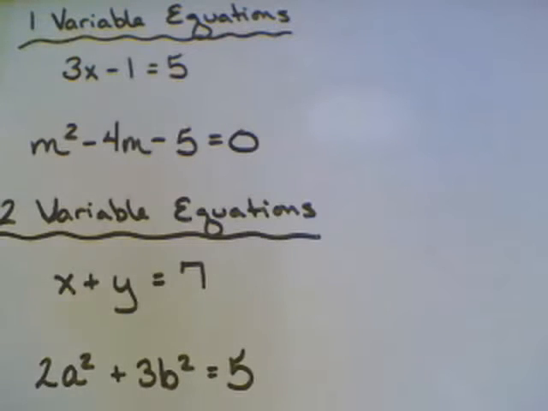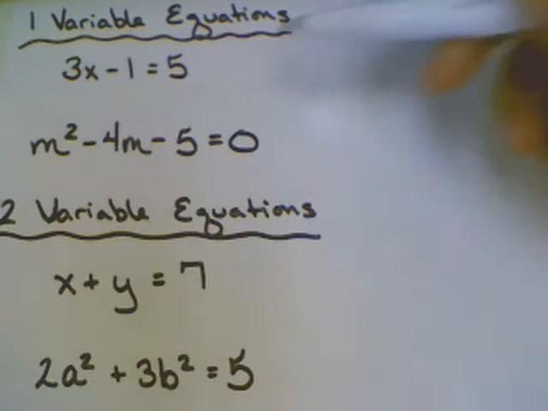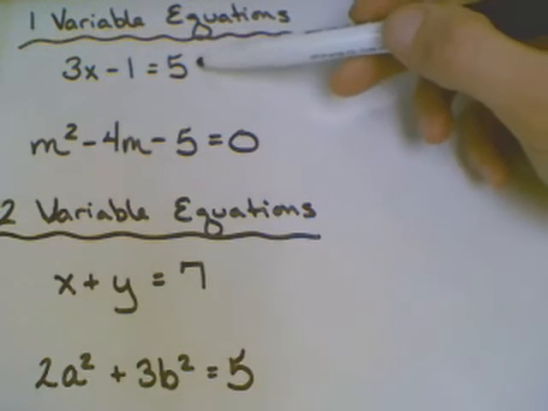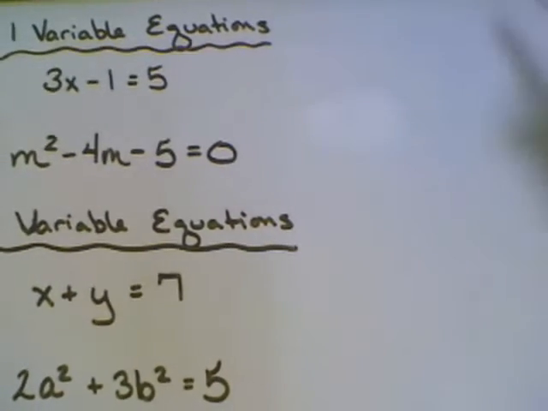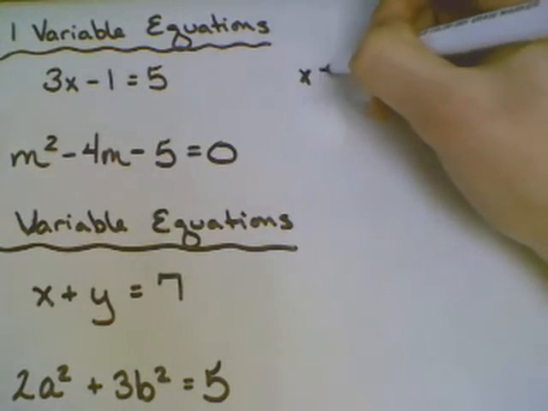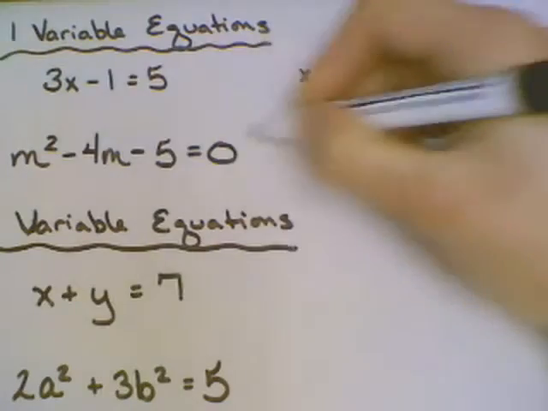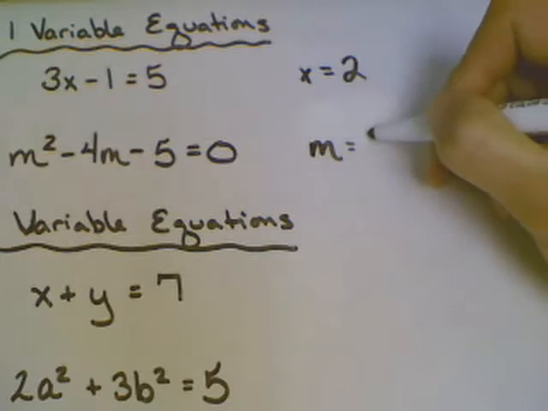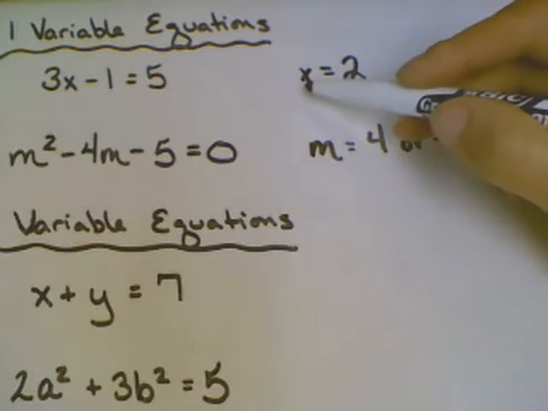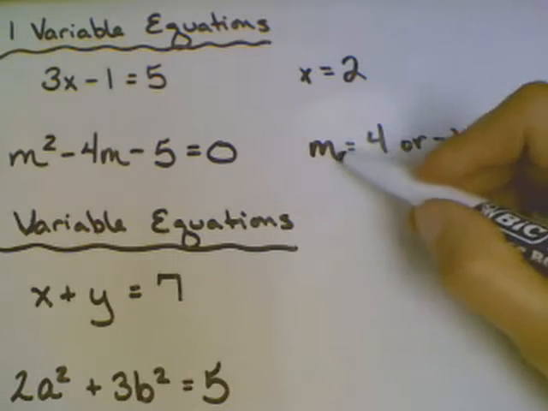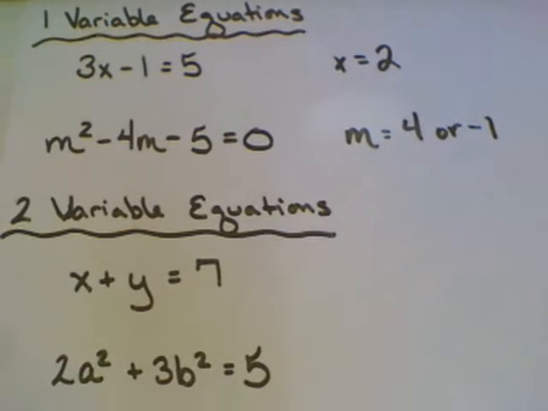Section 8-1 is all about solving equations with two variables. So far in this class we've only seen one variable expressions, equations like this or like this, that you solve and you get a solution that looks like x equals 2, or in this case m equals 4 or negative 1. You get one value for the variable, or maybe two values for the variable.